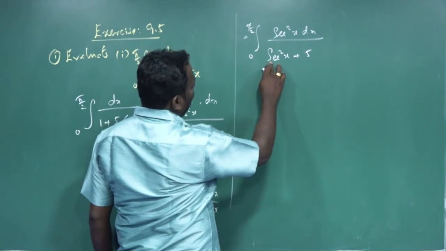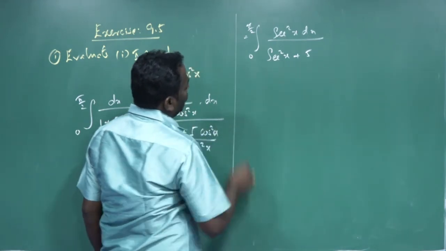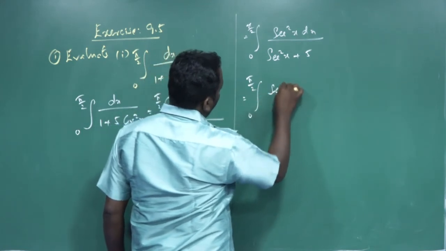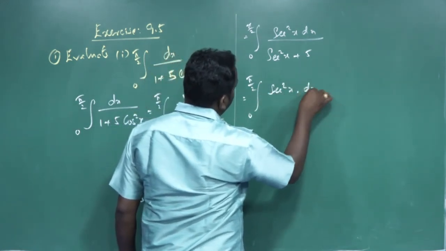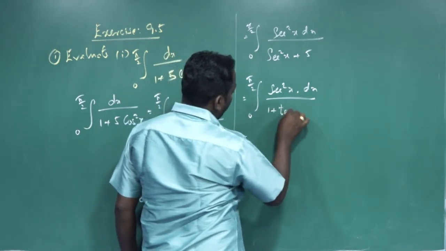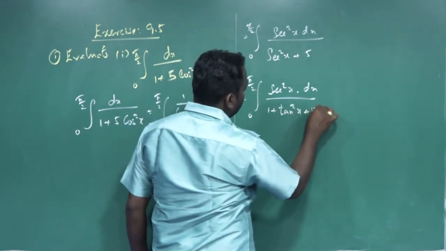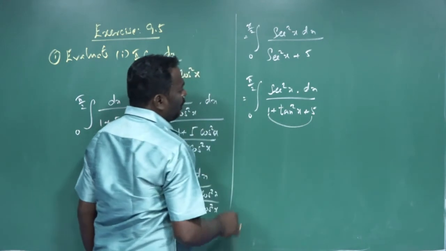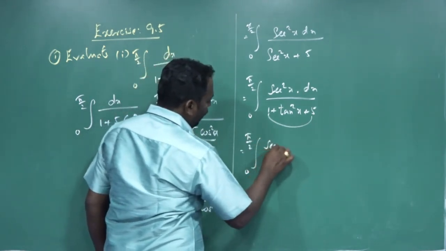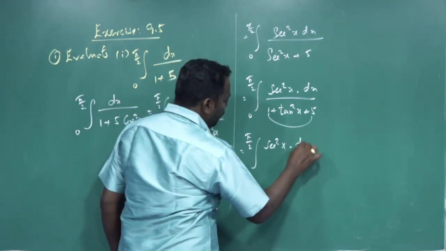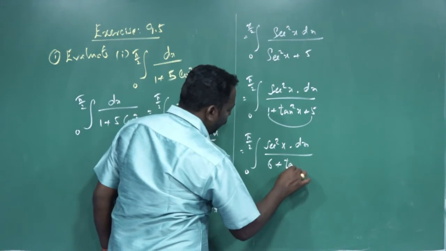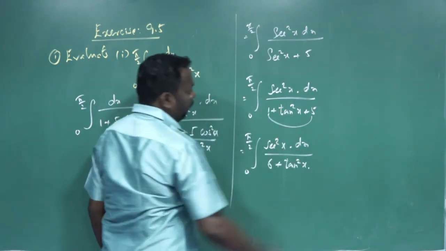1 plus secant square, you can write as 1 plus tan square. That is equal to the integral from 0 to pi by 2 of secant square x dx by, since secant square equals 1 plus tan square x, plus 5. Just add the terms, that is equal to 6. Therefore, the integral from 0 to pi by 2 of secant square x dx by 6 plus tan square x.